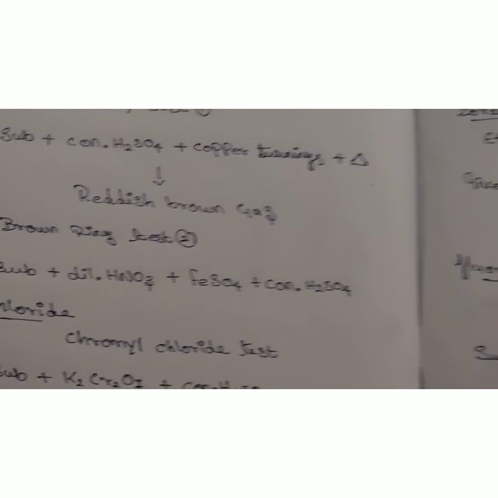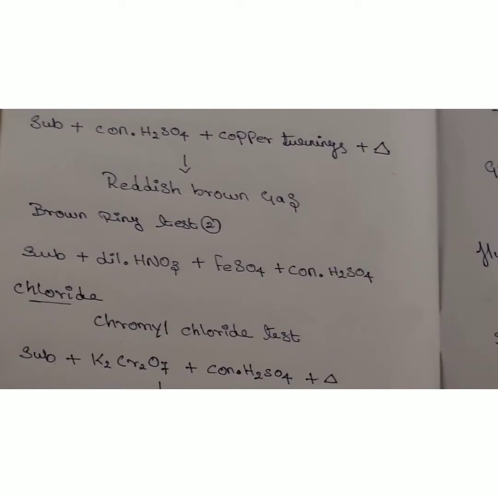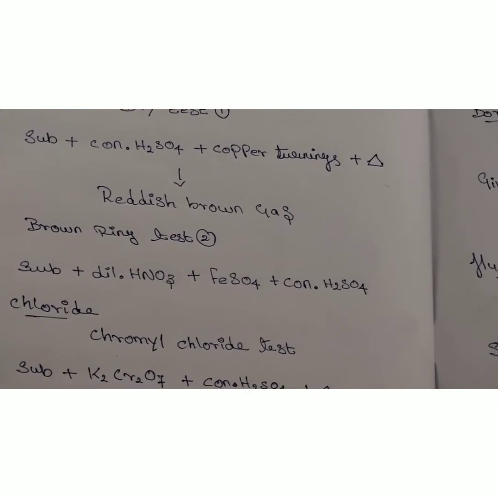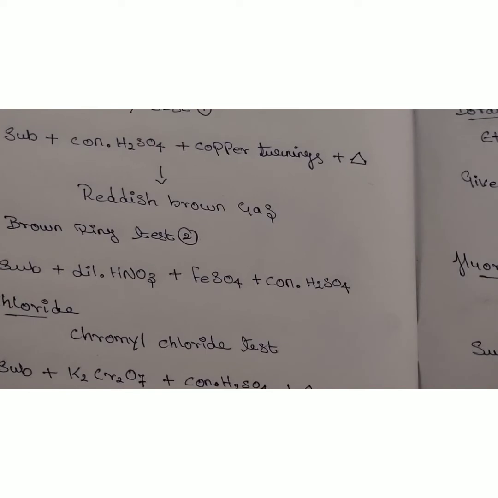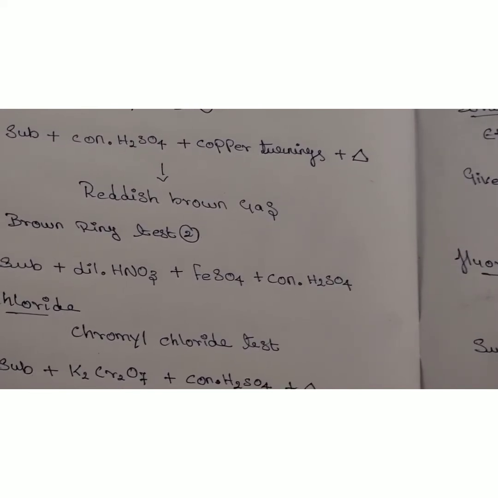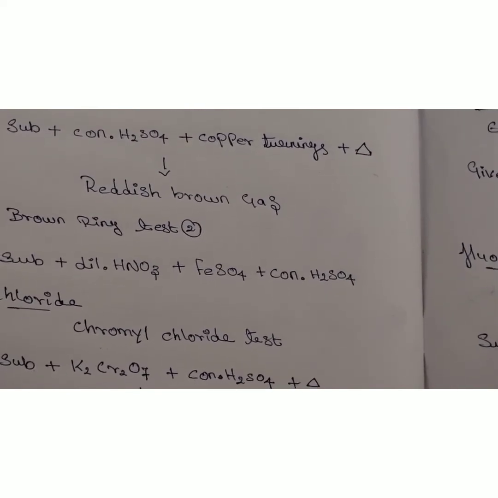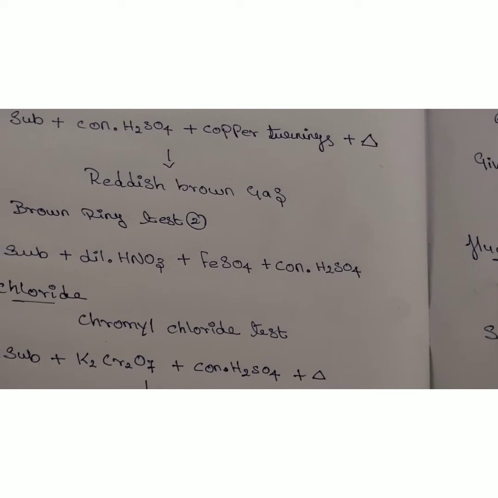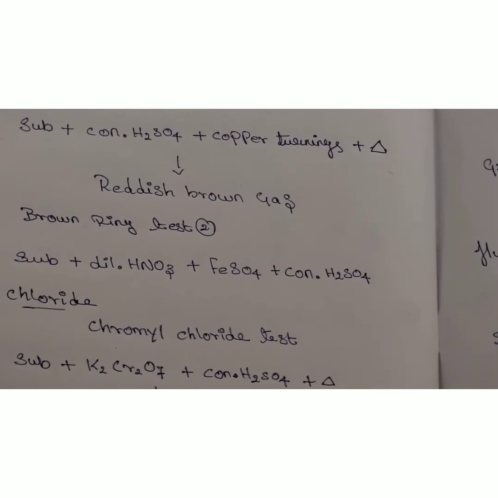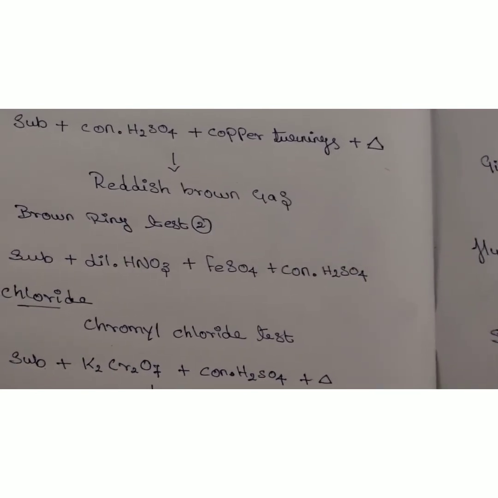Next, the brown ring test is also done to confirm nitrate. The substance is mixed with dilute HNO3 and freshly prepared FeSO4 solution is added, and to that solution concentrated sulfuric acid is added dropwise. Here we get a brown ring.